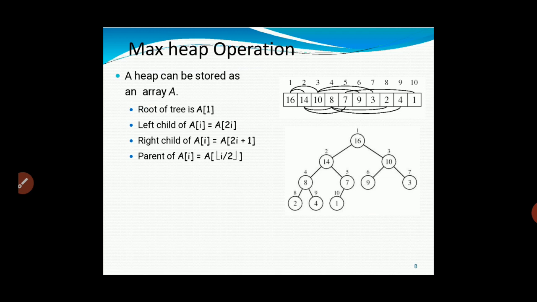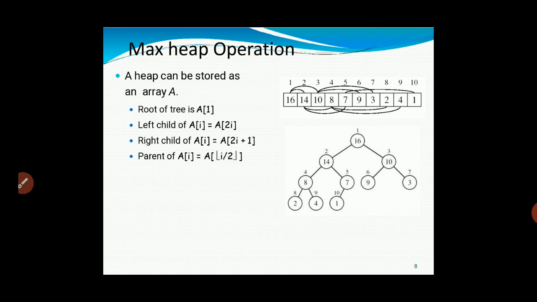For i equal to 1, A of 1 is 16. For 16, what is the right child? It is 2 times 1 plus 1, which is 3. The third index value is the right child of 16. And if we want the value 9, it is at index number 6, you see clearly.